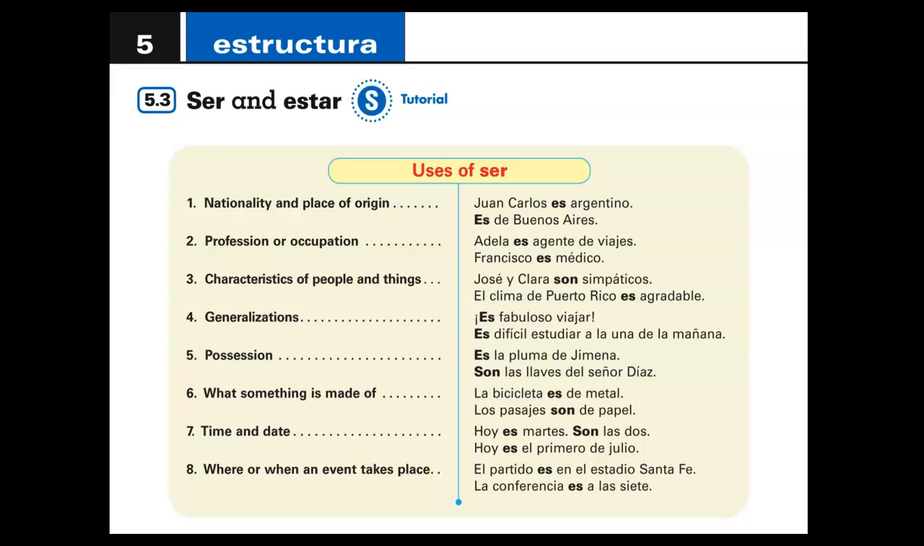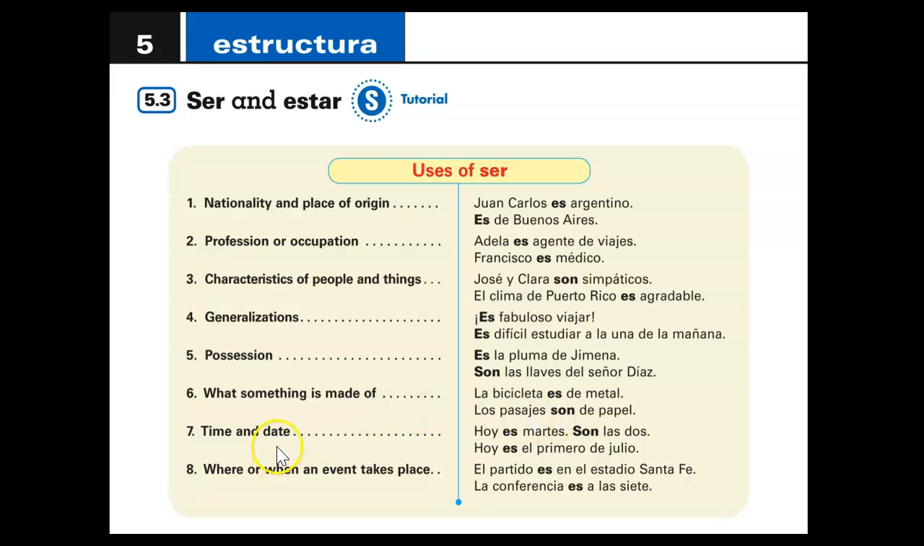We use ser to talk about possessions. Es la pluma de Jimena, or son las llaves del señor Díaz. We use this form of ser plus the item, de, construction, and the person who it belongs to. Again, there's no apostrophe s in Spanish. What is it that something's made out of? So for example, la bicicleta es de metal, or los pasajes son de papel.